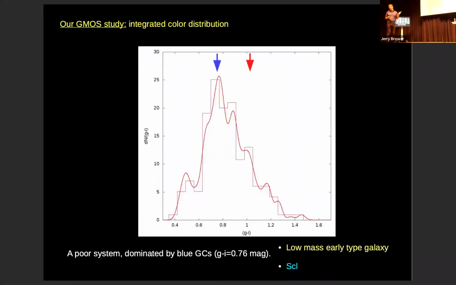Okay, the color distribution of the globular clusters shows that we have a clear peak of the blue globular clusters, but we do not detect the red globular clusters. So these galaxies look very deficient in globular clusters, but especially deficient in red globular clusters. The numbers are low. We cannot say anything more for the moment.